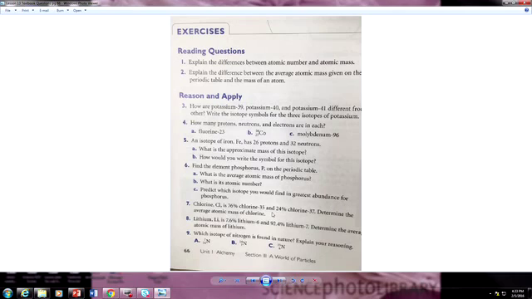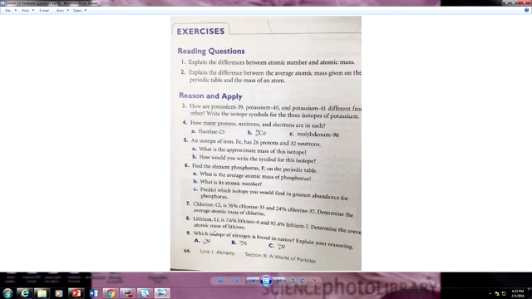Number 7, lithium is 7.6% lithium 6 and 92.4% lithium 7. Determine the average mass. You're going to do the setup just like you did in number 7 and at the bottom of lesson 13 worksheet.